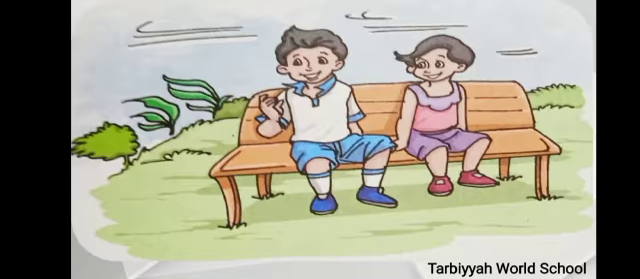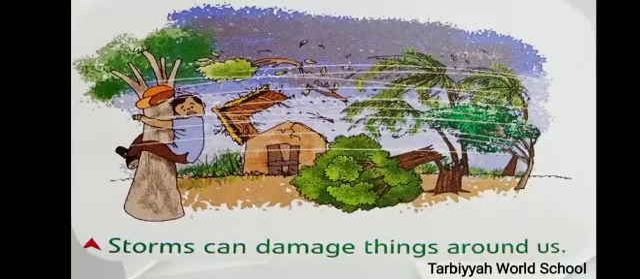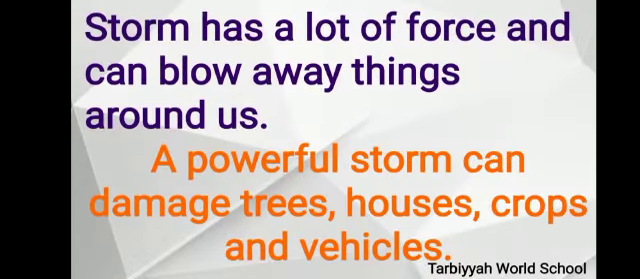Now see, when the wind is strong and blows very fast, it is called storm. Storm can damage things around us. Storm can damage the houses. It can damage the trees also. So storm has a lot of force and can blow away things around us. A powerful storm can damage trees, houses, crops, and vehicles. It can cause big trees and electric poles to fall.